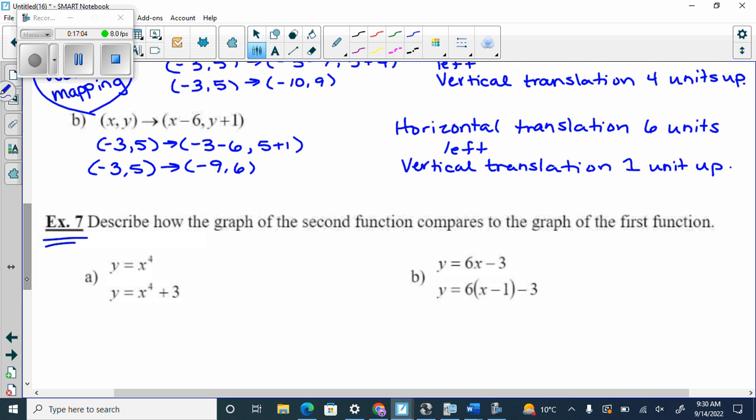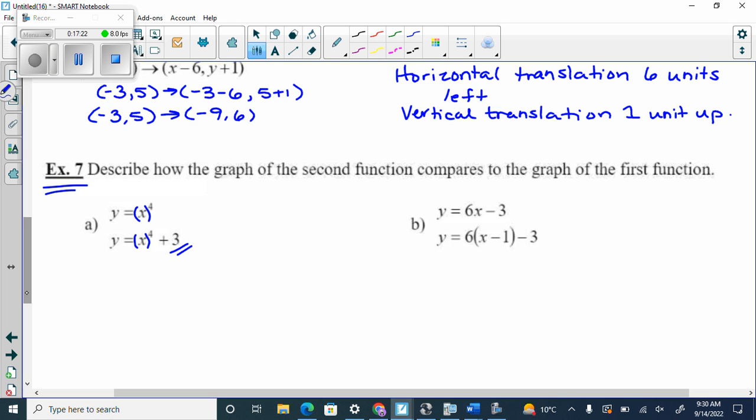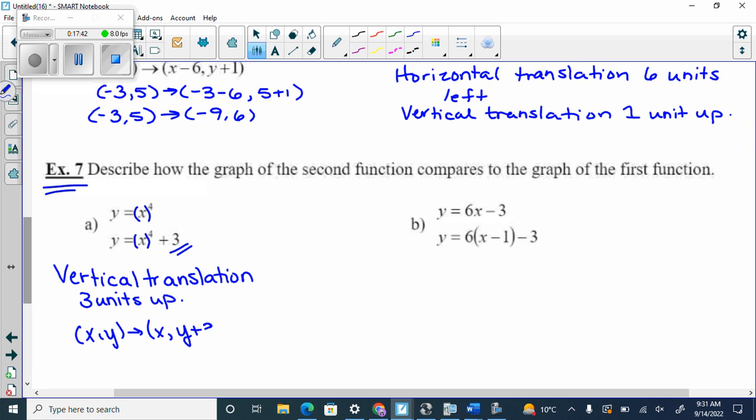Now these ones, it says describe how the graph of the second function compares to the graph of the first. So I look at the first one, it has an x to the 4. I could technically put the brackets like that. I could also still put the brackets like that. Has anything happened to my x? No. Do I care that it's to a 4 and I don't even know what that graph looks like yet? Nope. All I care is the only thing that shifted was this plus 3 at the back. And when I have a plus 3 at the back, I have a vertical translation, three units up. And when I go to do mapping, x, y becomes x, y plus 3. My x stays the same because nothing happened to it. And if I want to move 3 up, I need to take my y's and add 3 to them. That moves them 3 up.